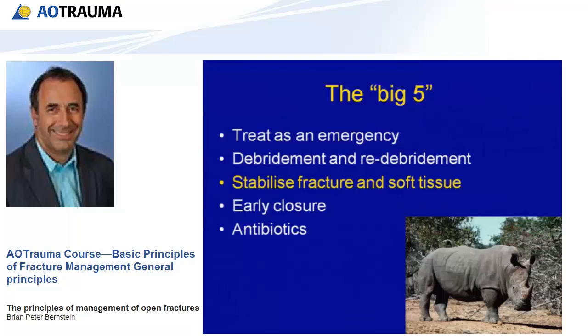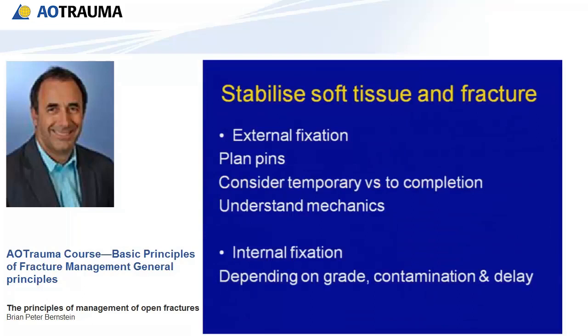Number 3 of the big 5, stabilize the fracture and the soft tissue. You're going to hear about external fixation, and obviously most of this course is going to be about internal fixation. External fixation is fantastic, obviously, to utilize in the open fractures, but you must plan where you put your pins, especially if you're going to be doing flaps at a later stage.